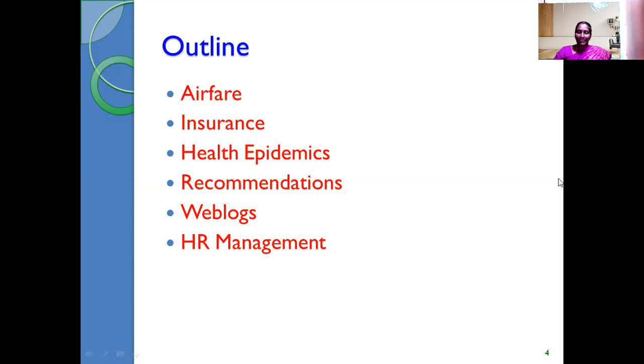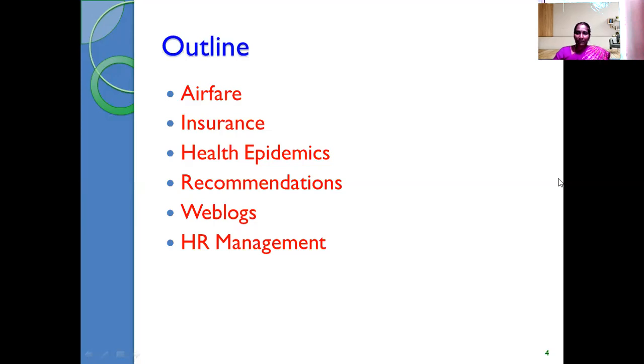airfare and airlines, the domain of insurance, the domain of healthcare, and specific things related to e-commerce, with recommendations and management of weblogs, and HR management, again an industry specific use case. So HR management is something related to the business domain of management. Recommendation and weblogs is something related to the domain of sales, marketing, product management, production.